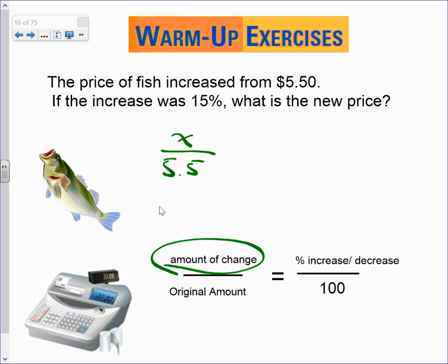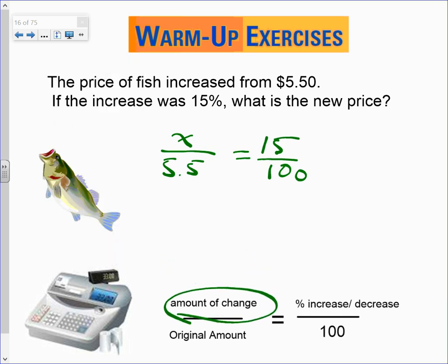I could just put 5.5 because $5.5 is $5.50. You don't have to put the 0. You could if you want, knock yourself out. Equals the percent increase, perfect, that's 15, that's a no-brainer, over 100. Now the rest is just cross multiplying and all that jazz, right? So let's do it.